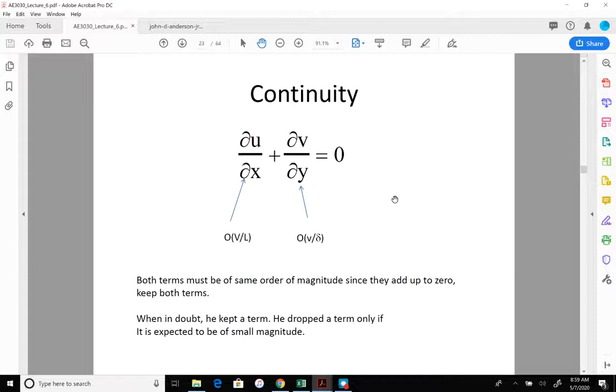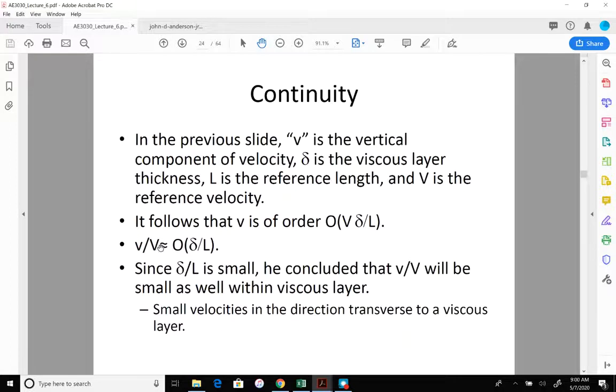But we do get some useful information. Both terms are kept. But by looking at this information, if we take the delta to the other side and capital V to the other side, then V over capital V is of order of delta over L. So we got that expression here. So since delta is very small compared to L, the vertical component of velocity in the boundary layer is very small compared to the horizontal component of velocity.